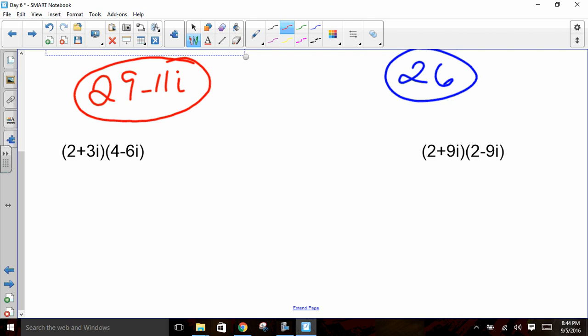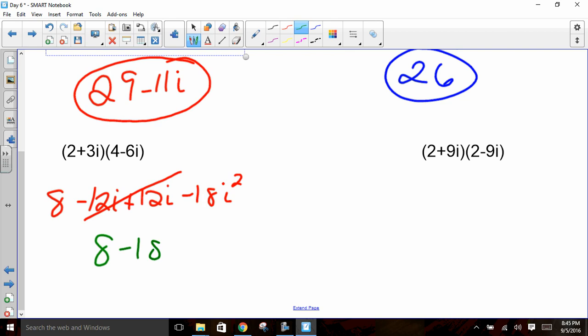All right, I get 2 times 4, which is 8. 2 times negative 6i, which is negative 12i. 3i times 4, which is positive 12i. And then 3i times negative 6i, which is negative 18i squared. Now, if you notice, my imaginary stuff cancels out again. It's not always going to happen this way. It's pretty cool that I ended up having 2 times 6, which is 12, and 3 times 4, which is also 12. So that was pretty coincidental. So then I get 8 minus 18 times negative 1, turns into plus 18. So my answer is another 26. Again, didn't really plan that one, but just how it turned out.